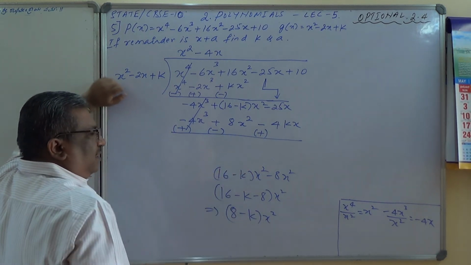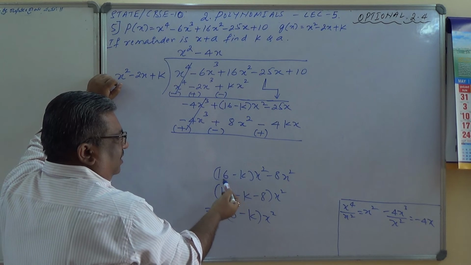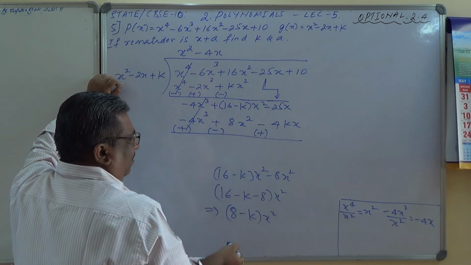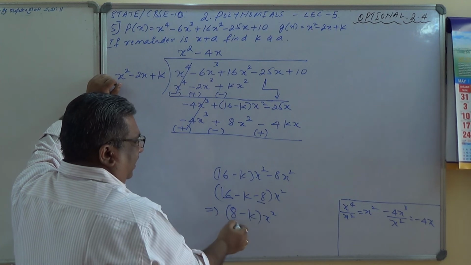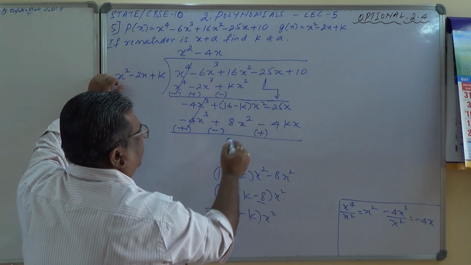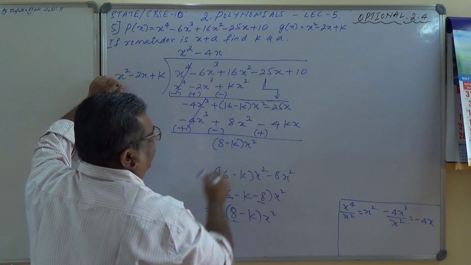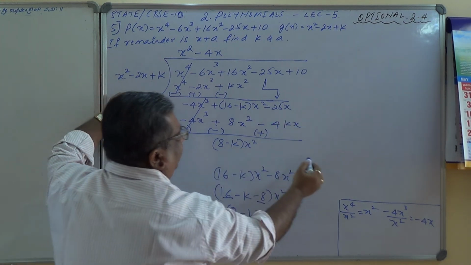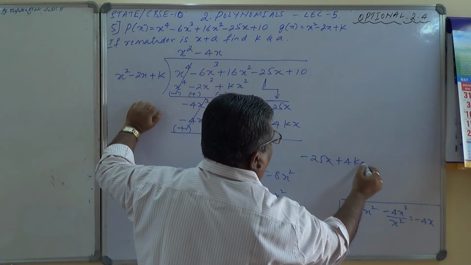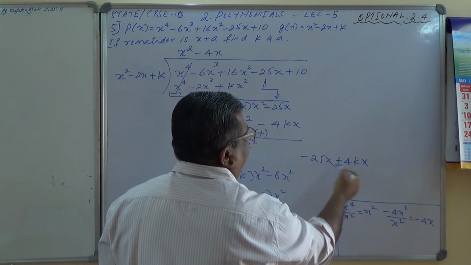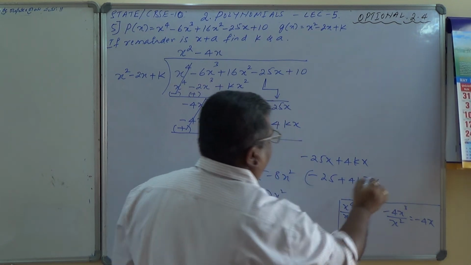So I am writing like this here. Are you able to understand? 16 minus k x square minus 8x square, 16 minus k minus 8 into x square, 16 minus 8 is 8, 8 minus k x square. So for this I am writing 8 minus k into x square, and here minus 25x plus 4kx. What is common here? X common. Minus 25 plus 4k times x I will write.